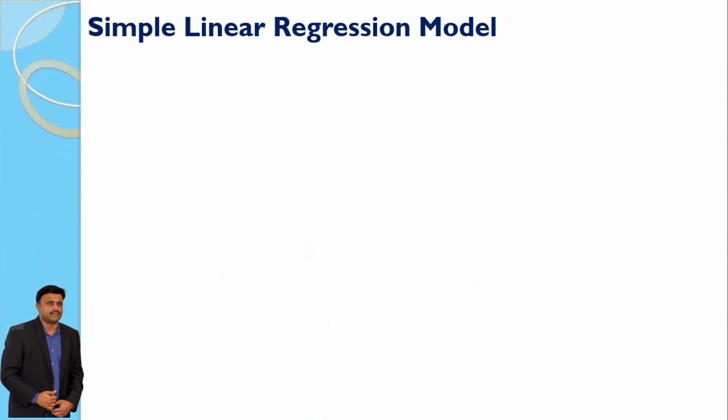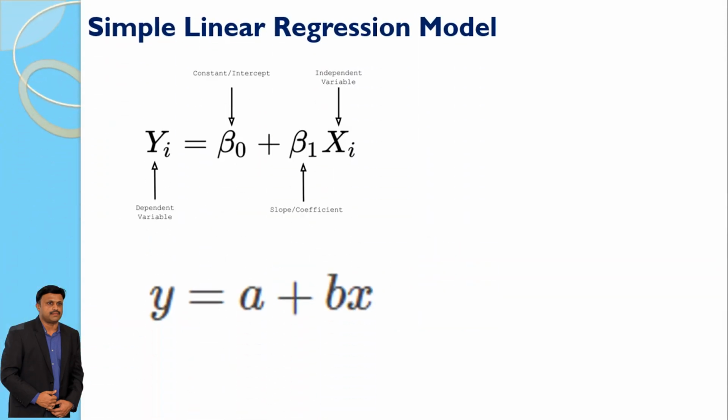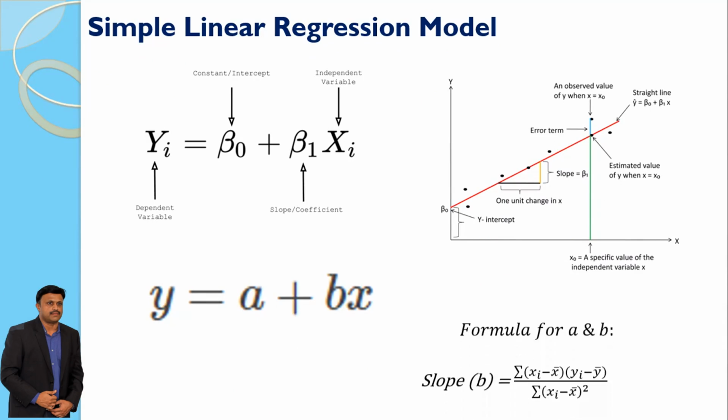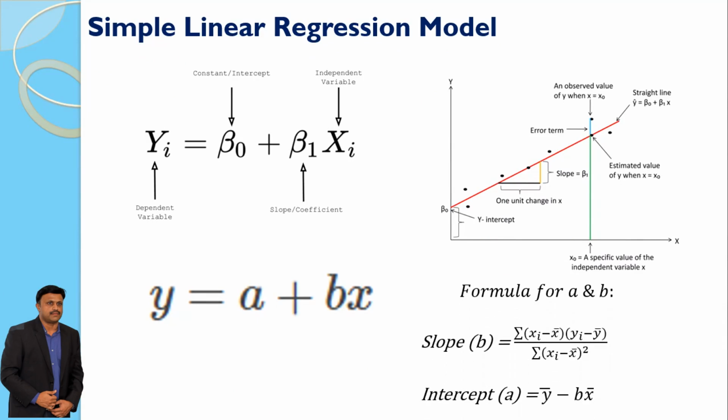The simple linear regression model is represented by the equation y equals beta 0 plus beta 1 times x. This model includes constants, intercepts, and coefficients. The formulas for the slope and intercept are also provided, which help in defining the regression line.